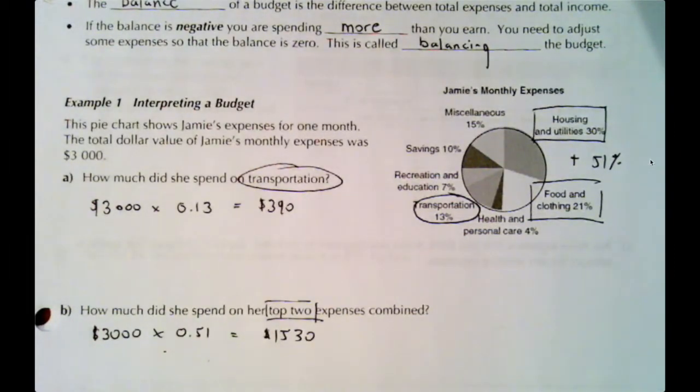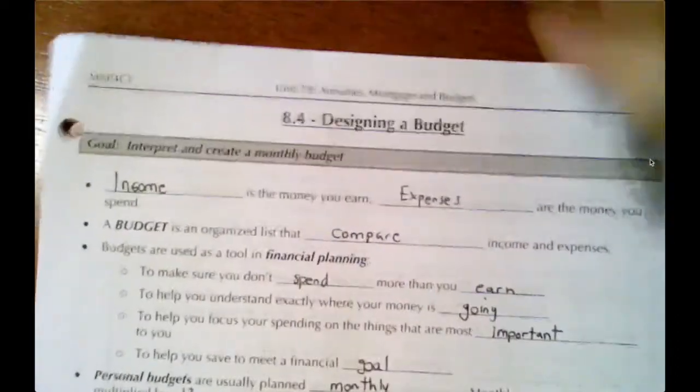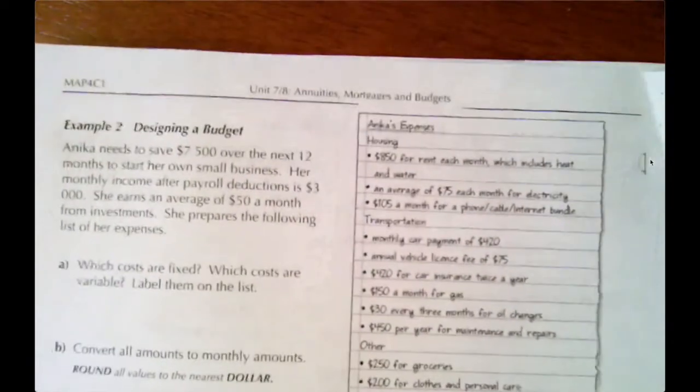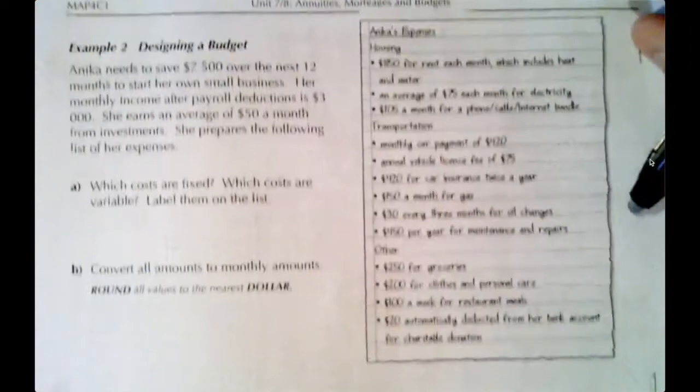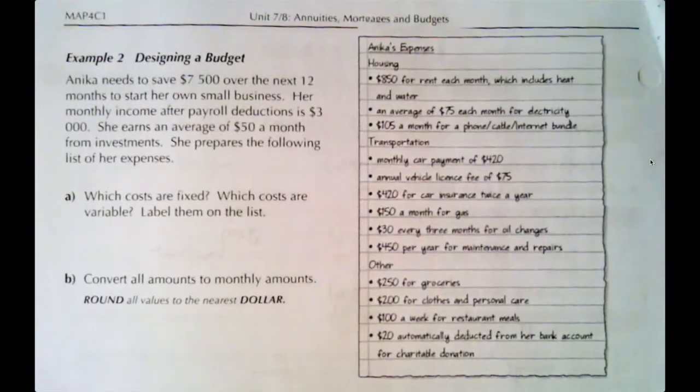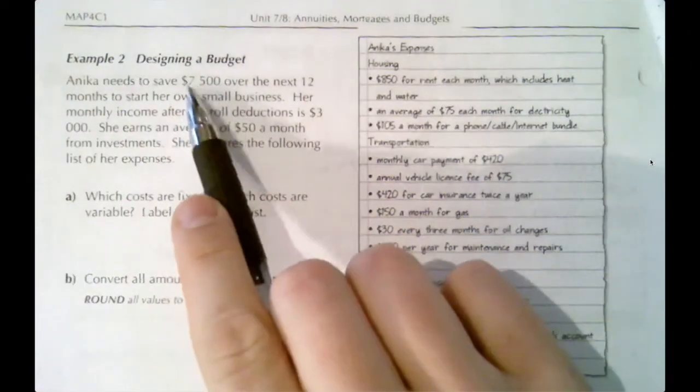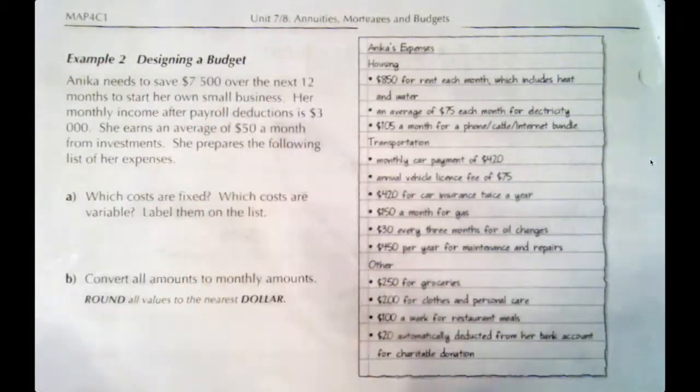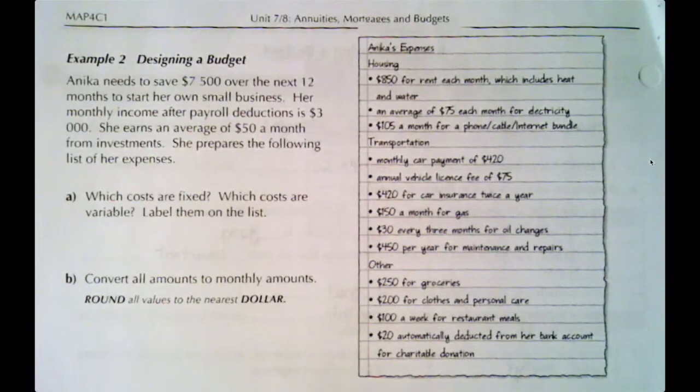Okay, in example 2, we're actually going to set up designing a budget, and I'm going to start it off for you, and you're going to finish it. So here's our scenario. Annika needs to save $7,500 over the next 12 months to start her own small business. Her monthly income after payroll deduction is $3,000. She earns an average of $50 a month from investments, and she prepares the following lists of her expenses.